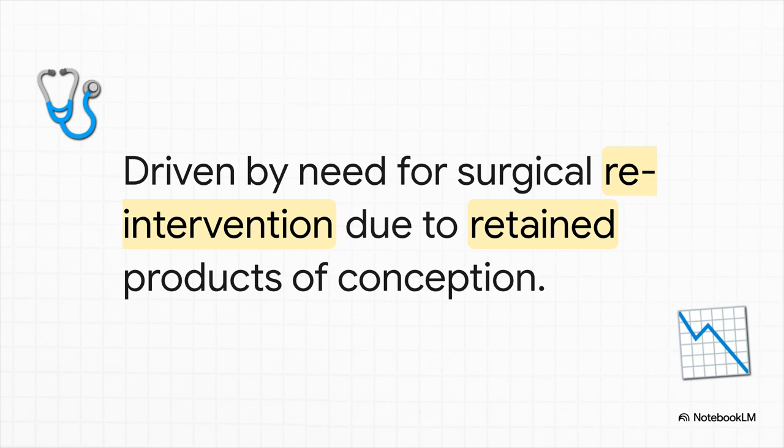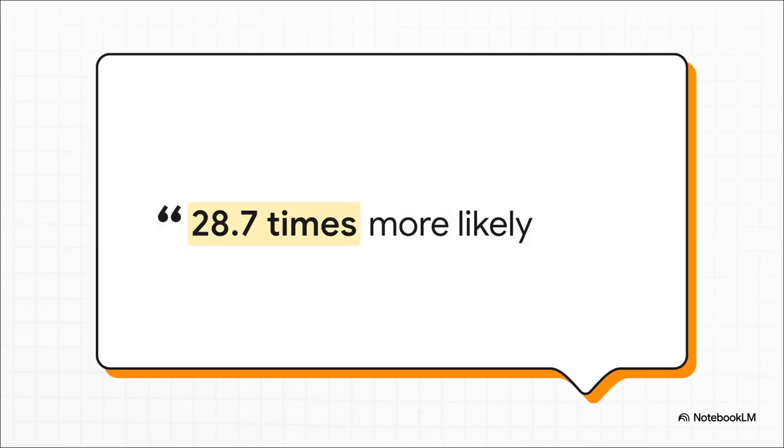The main reason for this nearly threefold increase is the need for follow-up surgical reinterventions, specifically a D&C, which is a surgical clearing of the uterine lining required due to retained products of conception. Essentially, the medication route frequently ended up requiring a surgical follow-up just to safely complete the process. And when you dig into the specifics, it's pretty wild.